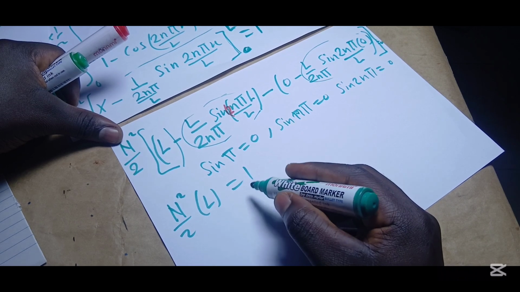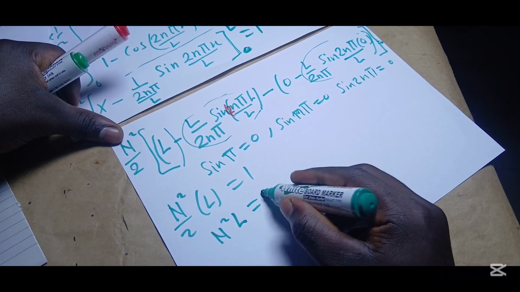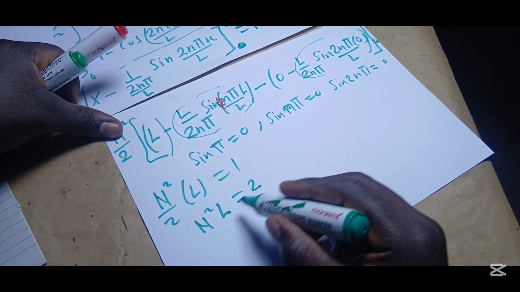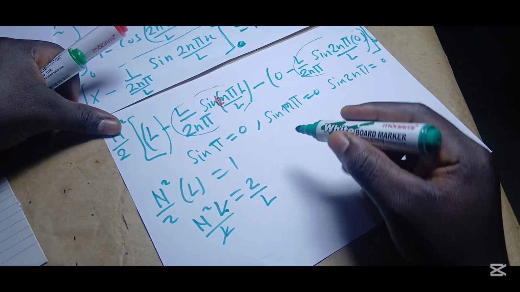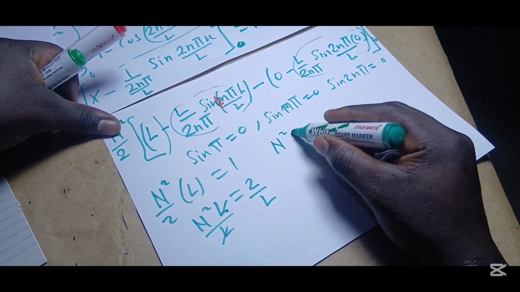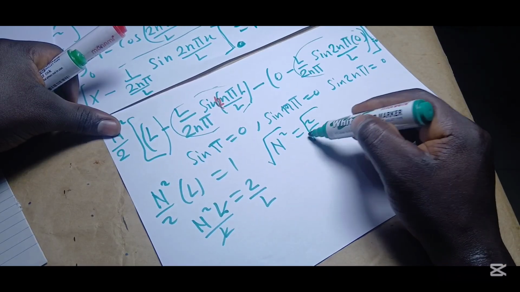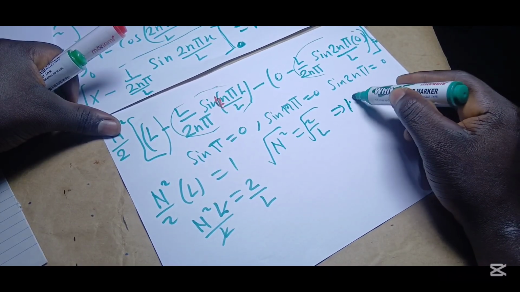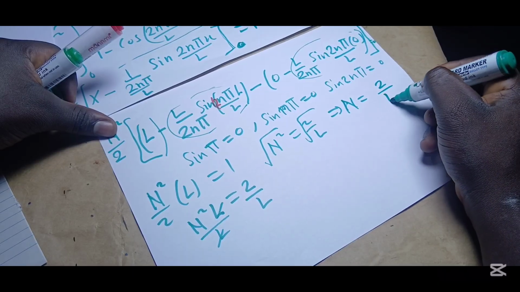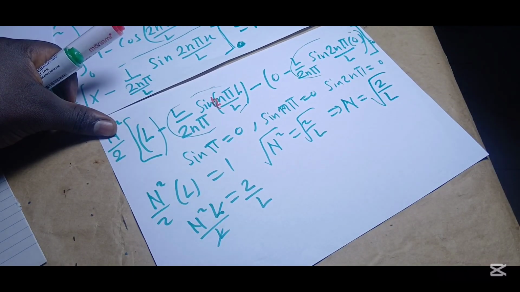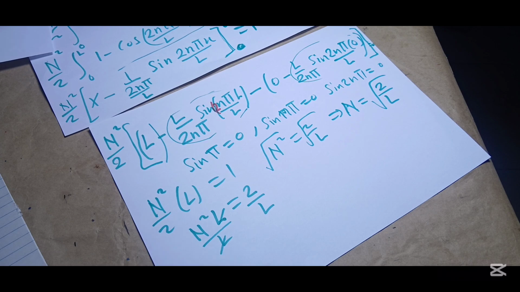Multiplying both sides of the equation by 2 gives us n squared L equal 2. So divide both sides by L. We are going to get n squared equal 2 over L. Taking the square root of both sides, our n would be equal to the square root of 2 over L. That is our normalization constant.